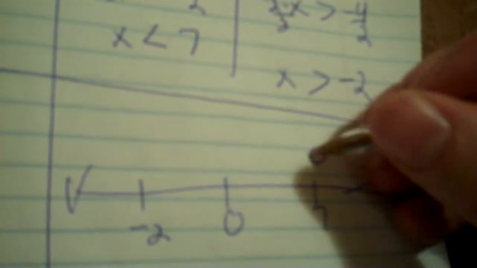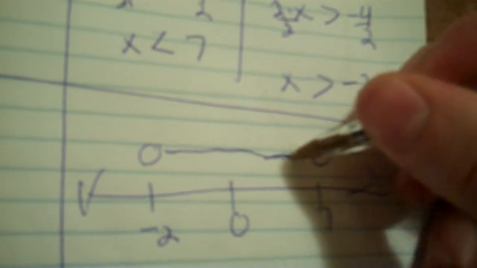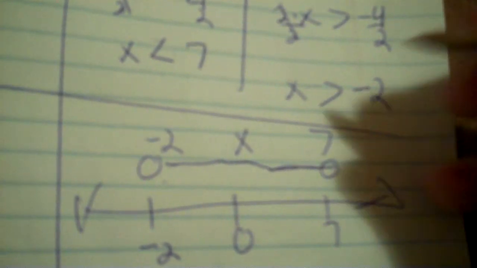Okay, so it eats the value, it eats the x. Don't fill in either one of them, leave them open because the lines aren't there. So negative 2, 7.